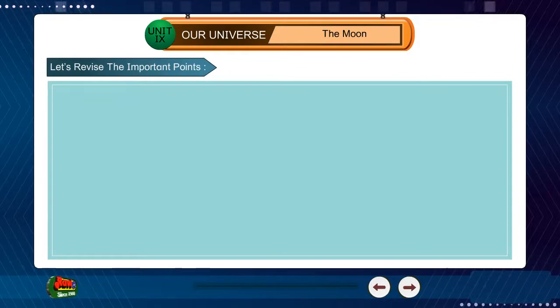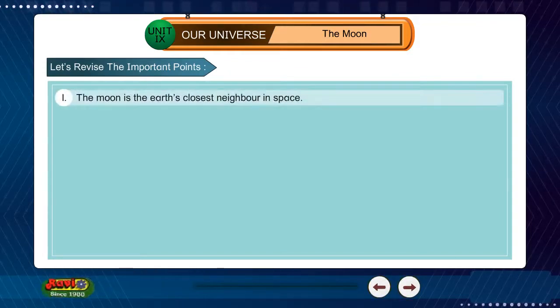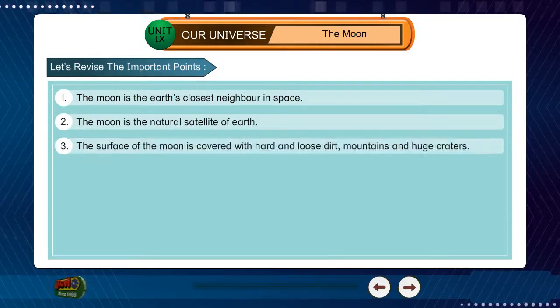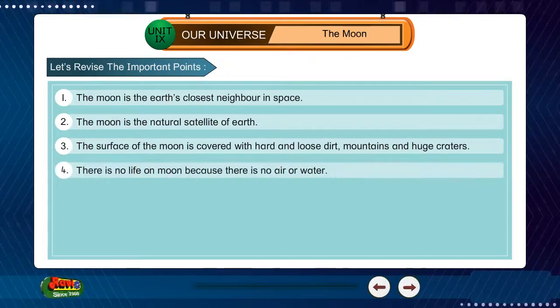Let's revise the important points. 1. The Moon is the Earth's closest neighbor in space. 2. The Moon is the natural satellite of Earth. 3. The surface of the Moon is covered with hard and loose dirt, mountains, and huge craters. 4. There is no life on Moon because there is no air or water.